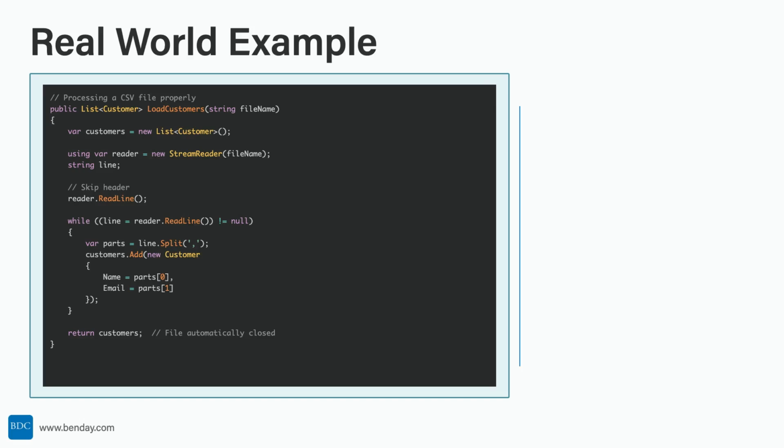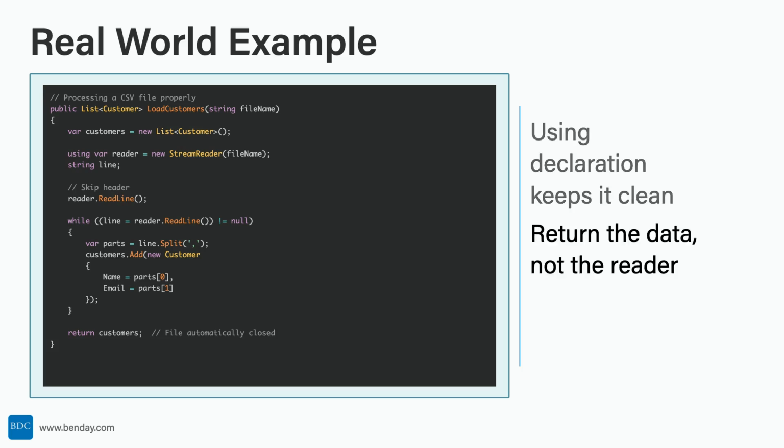Let's put it all together with a real example. Reading a CSV file the right way. See how clean this is with a using declaration? The file opens, we read all the data, and it automatically closes. Done and done. Notice we're returning a list of customers, not the stream reader. We extract all the data while the file is open, then return just the data. And if there's an error, like a malformed CSV line, the file still gets closed properly. That's the beauty of using statements. They work even when stuff goes wrong.